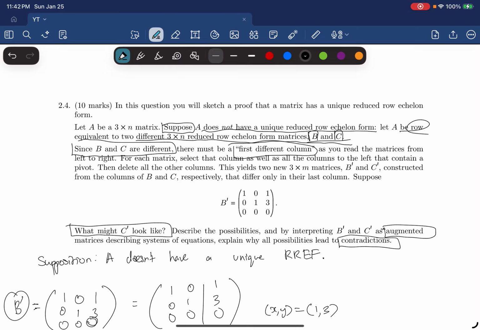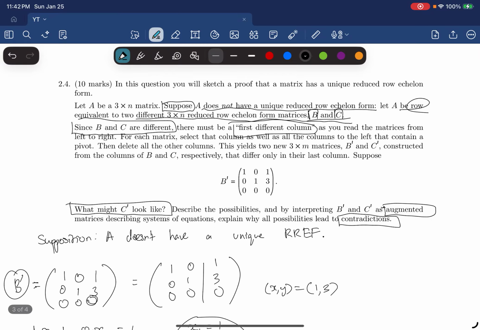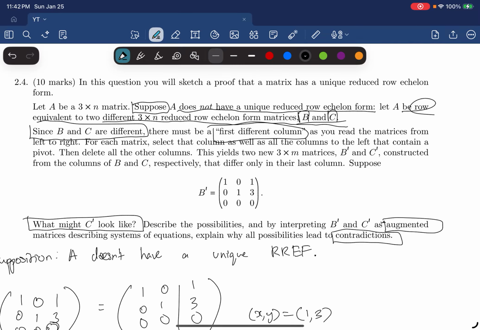No matter how much you row reduce it, if A is row equivalent to B and C is row equivalent to A, then B and C must be the same. It must have the same solution set. And what you're looking at is that B prime and C prime are not exactly the same as A. They are submatrices that are built by selecting specific columns from B and C, right? Because we're talking about selecting the first different column and all the pivots to its left. The resulting matrices B prime and C prime are formed by taking those specific columns.